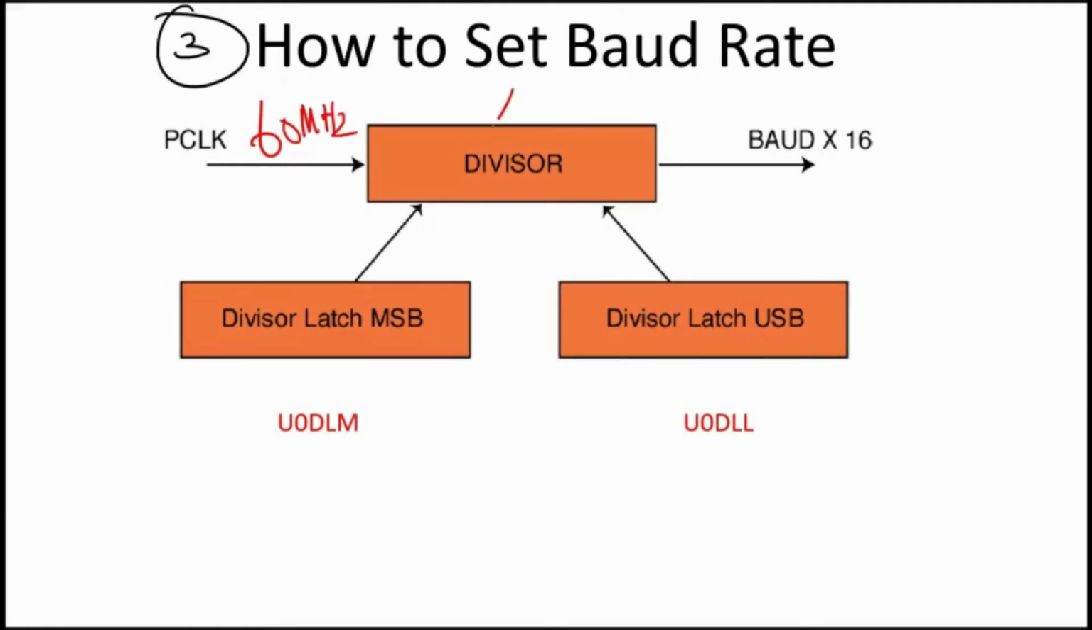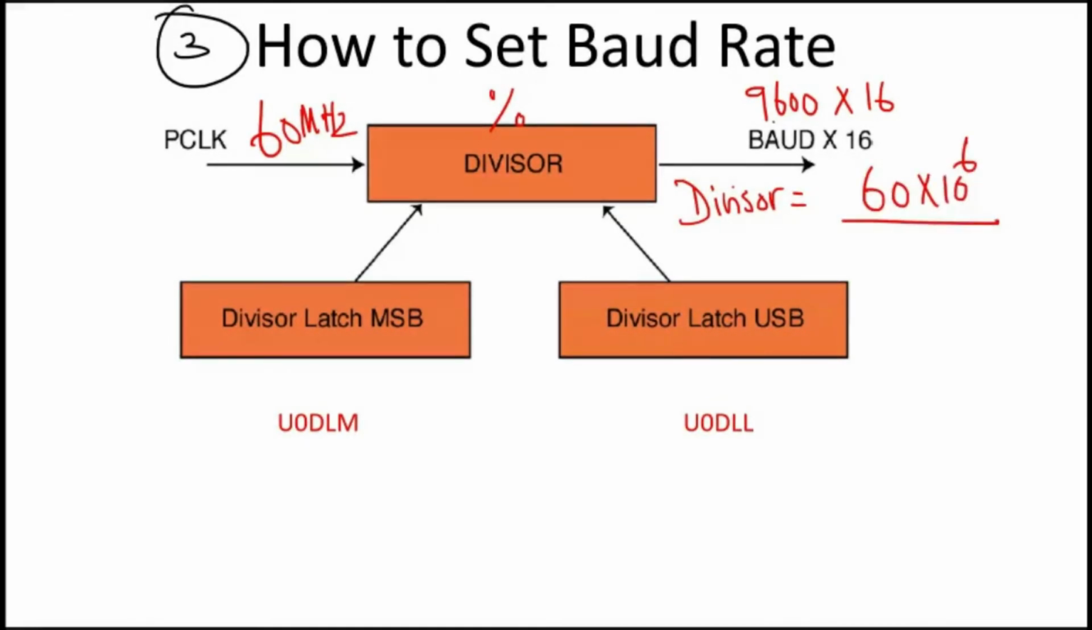You have to put a clock divider here and derive the baud rate into 16 times of the clock. Suppose you are interested in 9600, you have to generate 16 times of 9600. So what is the divisor value that I need? The value of the divisor is equal to 60 into 10 raised to 6 divided by 9600 into 16. What is the value?